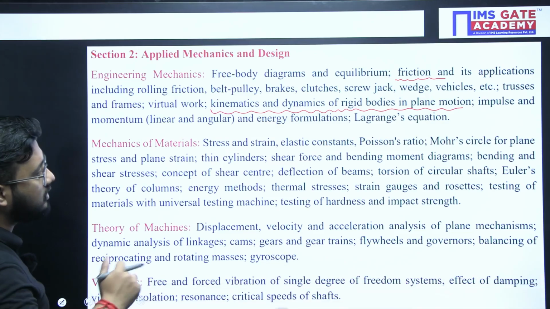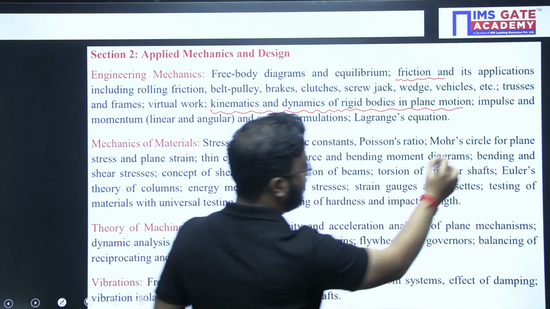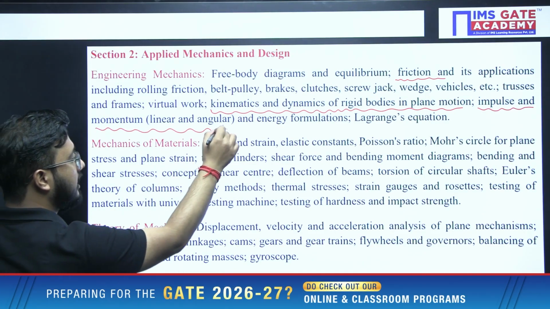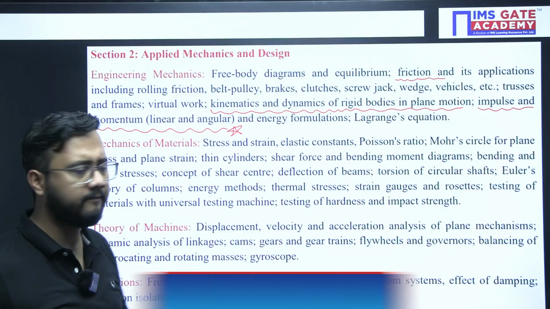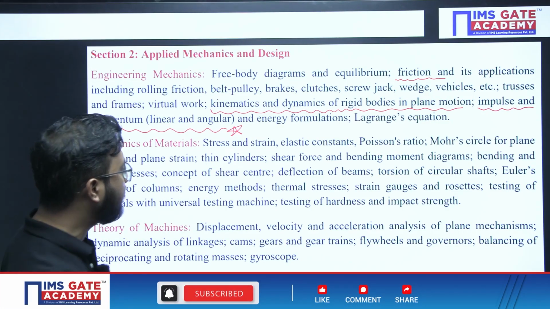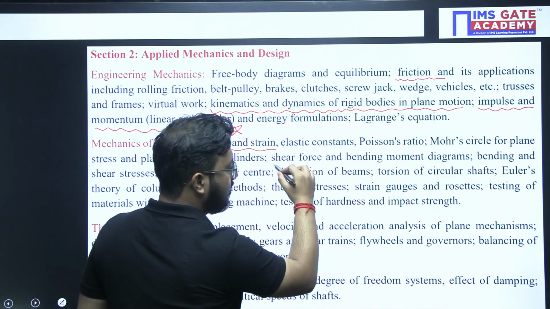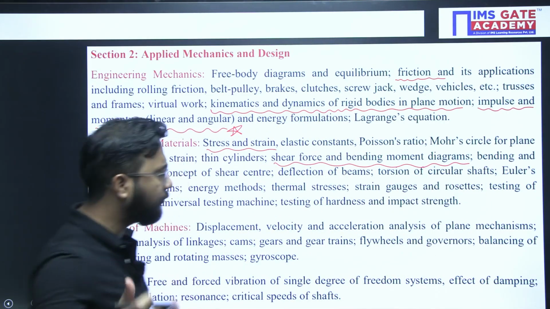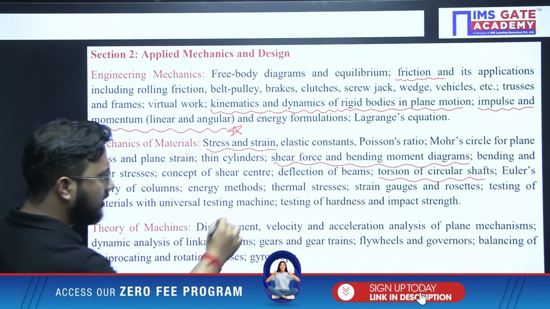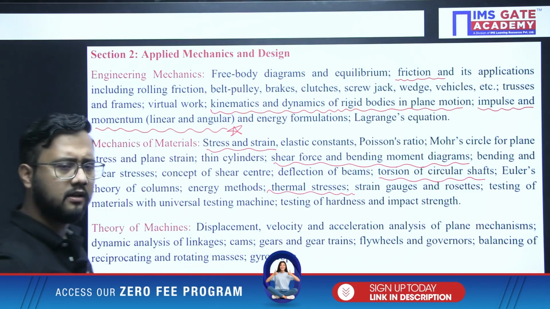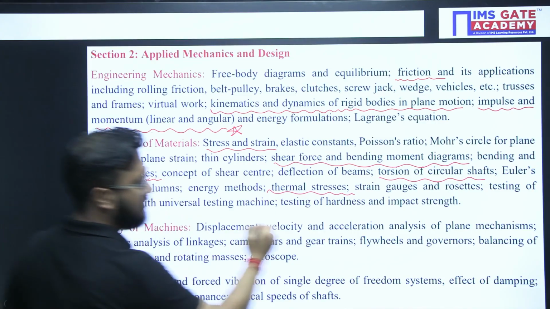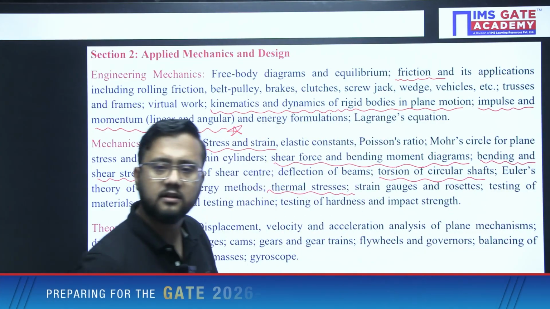Now, after that, a very important topic in this one is the impulse momentum equation, both linear and angular. This is also a very, very important part, right? Now, coming to the strength of material part. In strength of material, we have stress and strain, right? Shear force and bending moment diagrams. Okay, questions frequently come. Then we have torsion of circular shafts, right? Then thermal stresses, again a very, very important topic. And we have shear stresses, bending and shear stresses. These are the important topics from the strength of material subject.